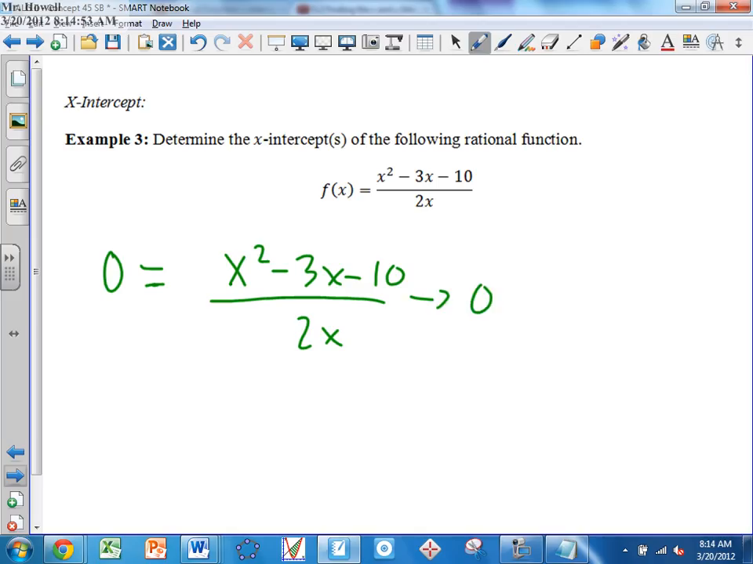I know it sounds weird, and I would agree with you, because the 2x is not going to have an issue, but you're going to see in the next problem where it does come into play, the denominator. X, say again? X minus. Very good.